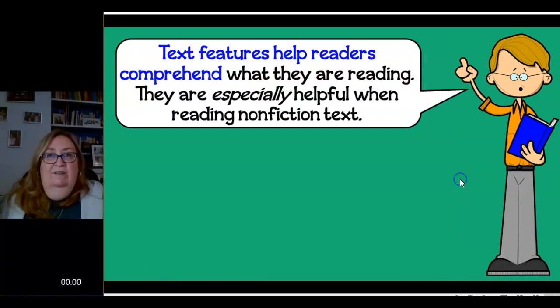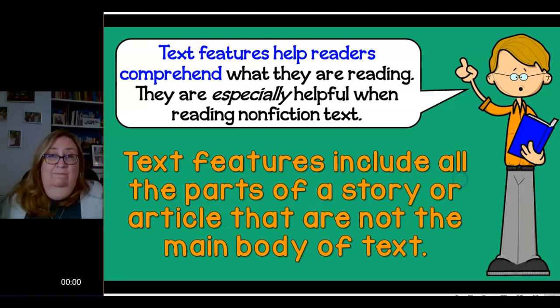Today we are focusing on text features. Text features help us as readers comprehend what they are reading. And comprehend is just a fancy word for understand. So text features are tools that we use to help us understand what we're reading. And they are especially helpful when reading nonfiction text.